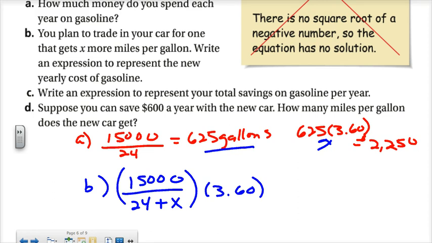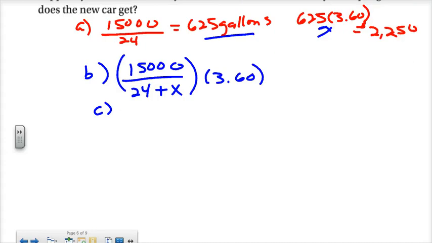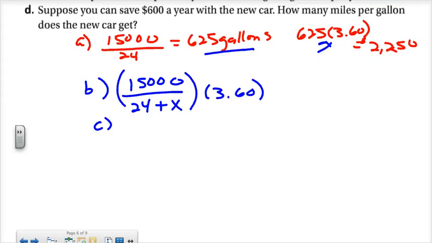And then C says, write an expression to represent your total savings on gasoline per year. Okay, well, if you're saving money, then originally this was $2,250. And you're going to subtract what you get from part B.